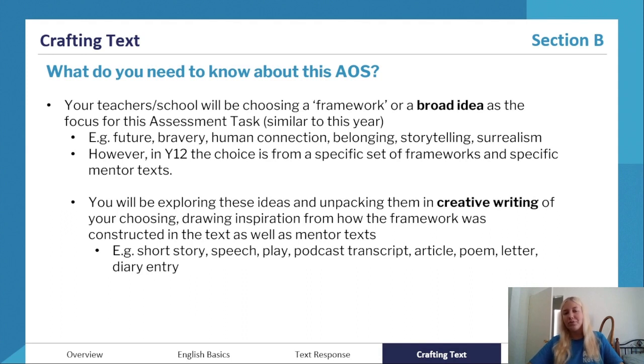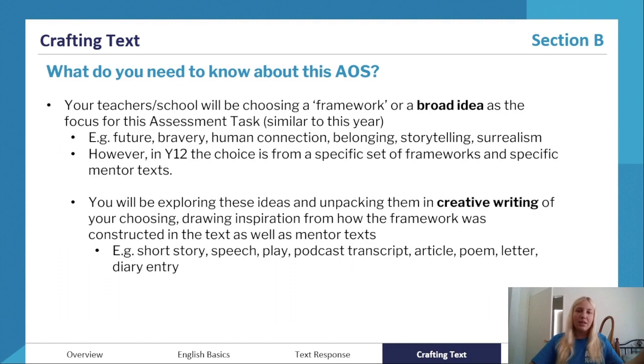So things like future, bravery, human connection, belonging, storytelling, surrealism, could be anything, but in year 12, the choice is from a specific set of 4 frameworks like country and specific mentor text. So if you're studying a certain text, the mentor text may be specified by VCAA that they want you to look at. You engage in creative writing, but the creative writing is purely of your own creation. It isn't an excerpt that you wrote to fit into the book.